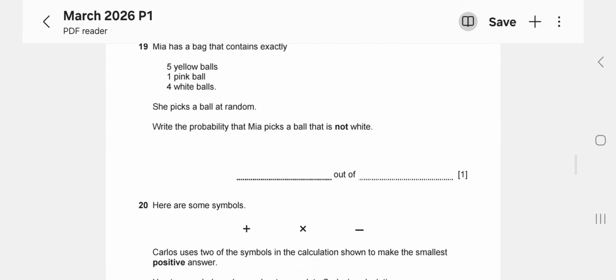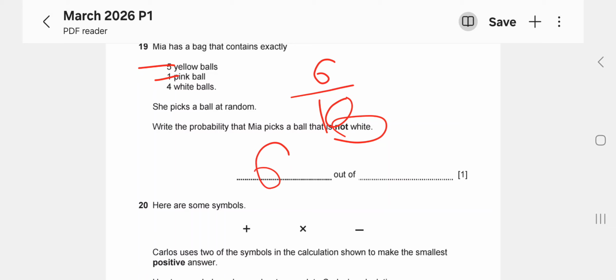We have here 5 yellow balls, 1 pink, 4 white. Not white. 5 and 1, not white. This will be 6 over 10, the total. 6 over 10, 6 out of 10.